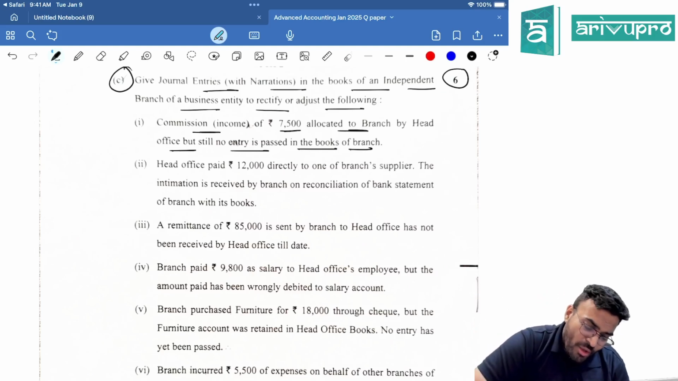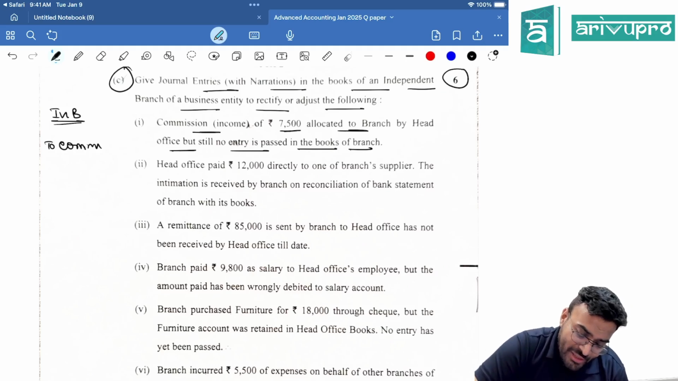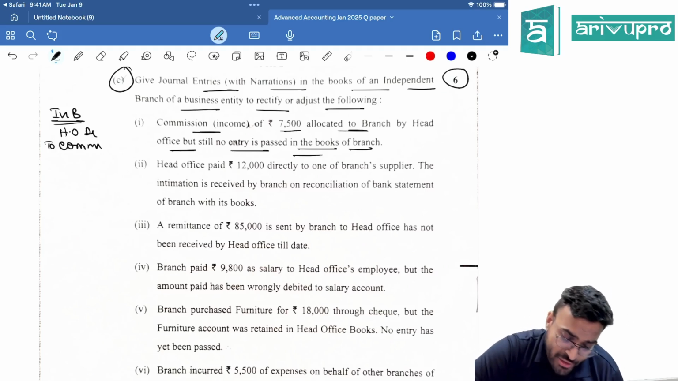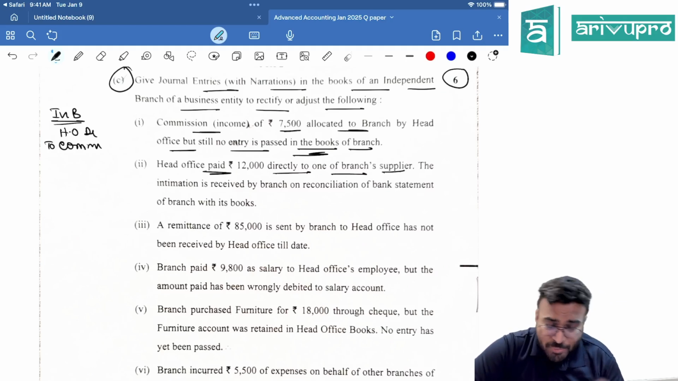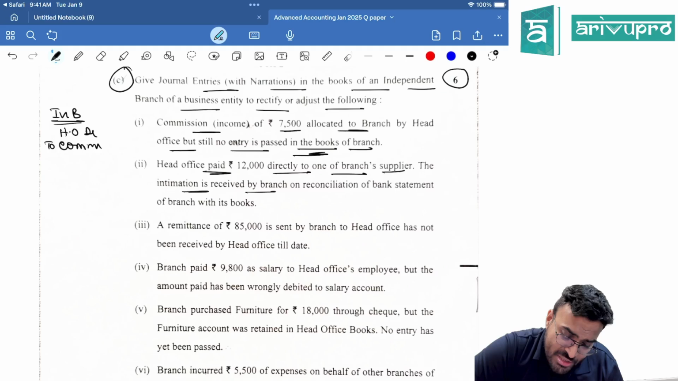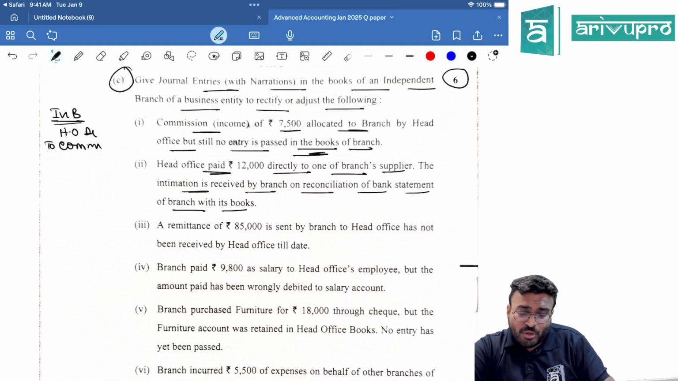So now, in branch books, what will branch do? They will take commission, because it is income. Who has given them that commission? Head office. Head office debited to commission account, but still no entry is passed. Okay. Head office paid 12,000 directly to one of the branch suppliers. The intimation is received by the branch on reconciliation of bank statement of branch with its books.